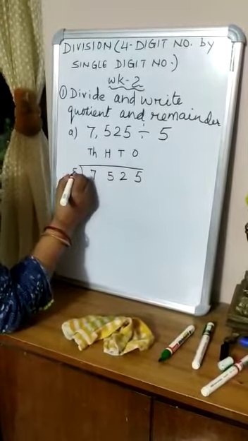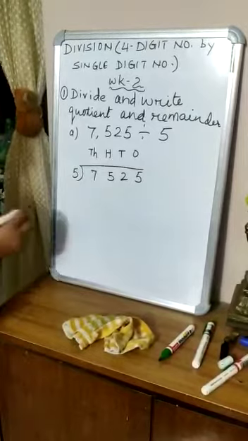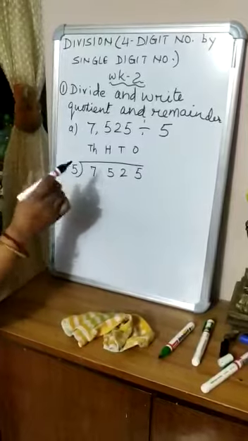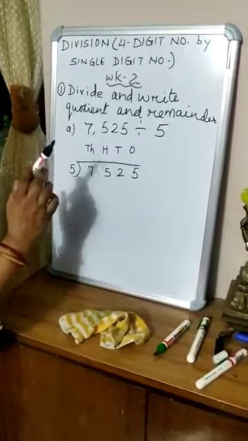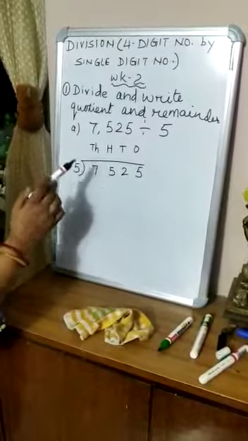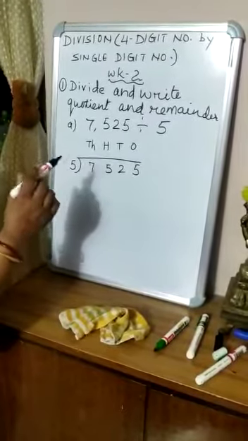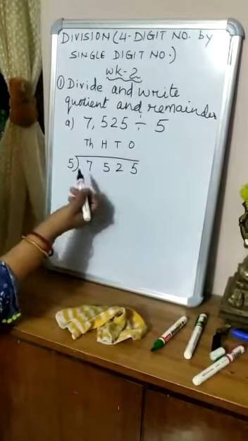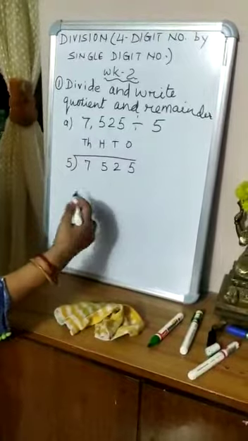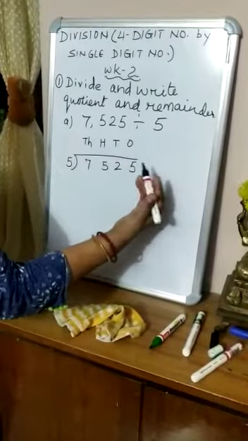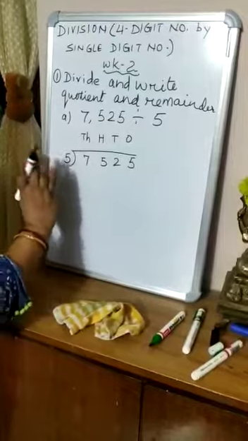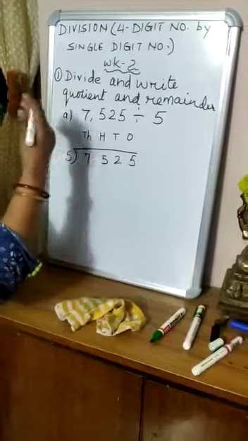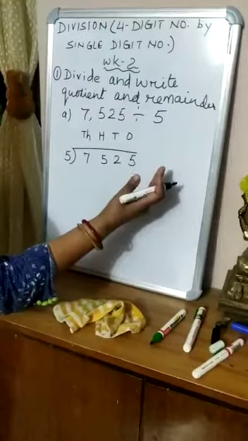divide 7525 by 5. So I will start from the extreme left side. According to the law of the division, when you are doing the division, you have to follow some rules. So the rule in the case of the division, that you have to start with the extreme left side. In case of addition, in case of subtraction, in case of multiplication, we start from right to left. But in case of division, it is just opposite. We have to start from left side to the right side.